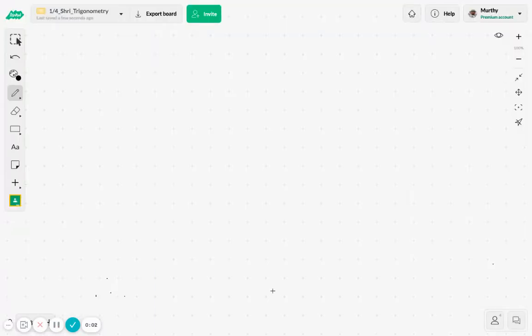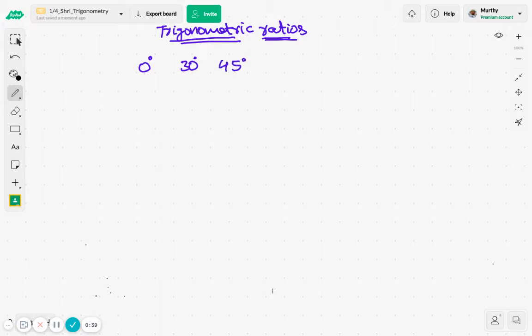So first of all, how to remember the standard angles. When we take trigonometric ratios, I know that if you type on the calculator, then you get all those values. But without using a calculator also, we can remember some of the values like sine 0, then sine 30, sine 45, sine 60, sine 90 degrees.